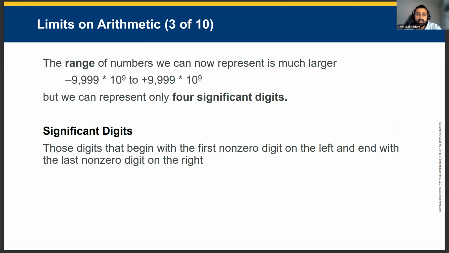While this extended range is powerful, only 4 significant digits remain accurate. Significant digits are those between the first non-zero digit on the left and the last non-zero digit on the right. Any digits beyond that are simply not stored. This means that operations involving large or small numbers can result in rounding or loss of detail. Engineers and programmers must keep these precision limits in mind to avoid misleading results.